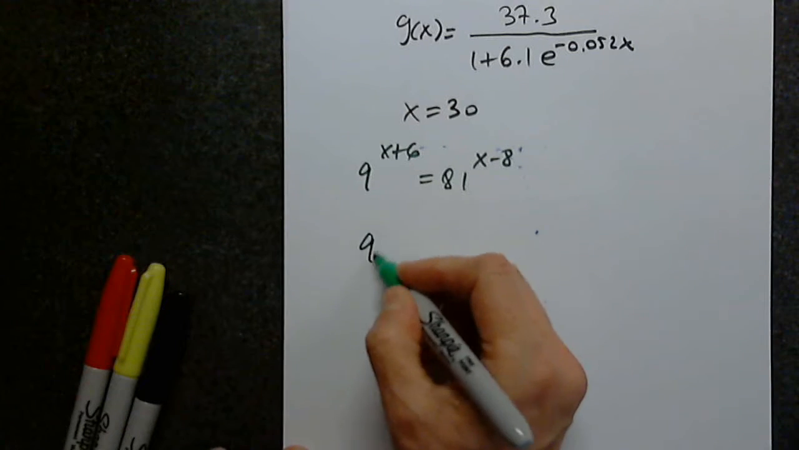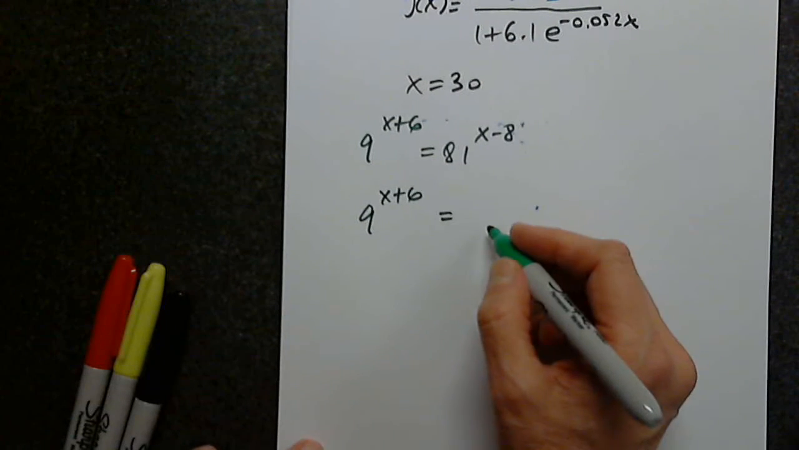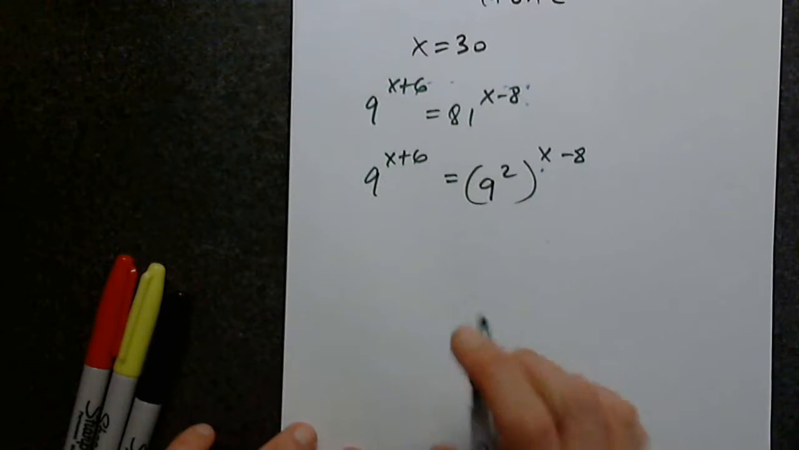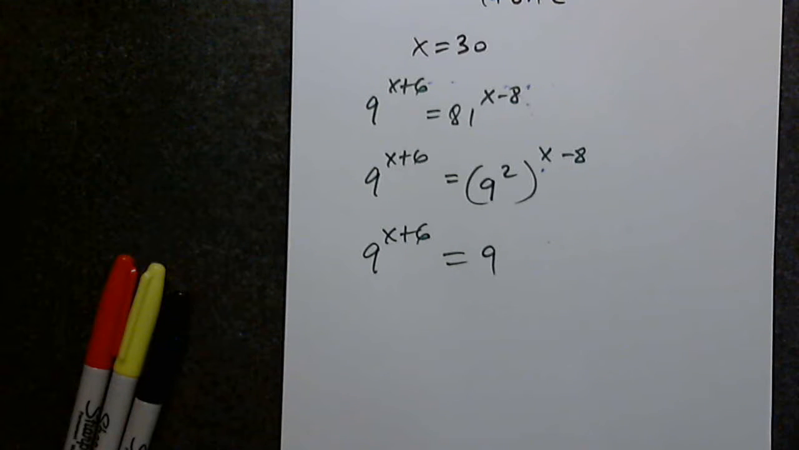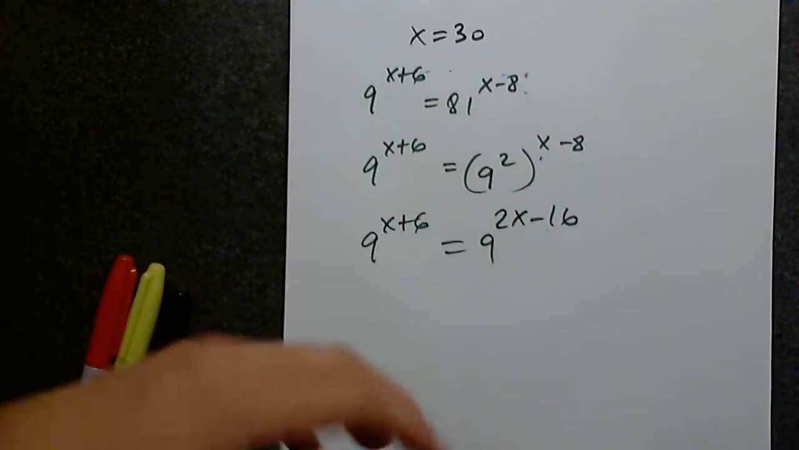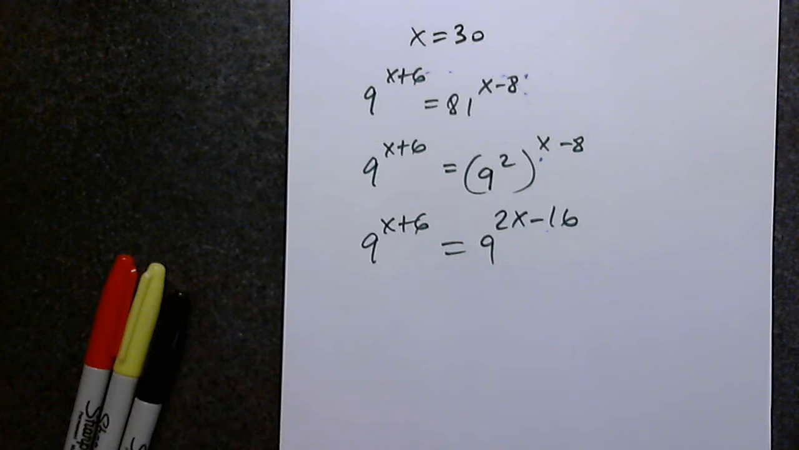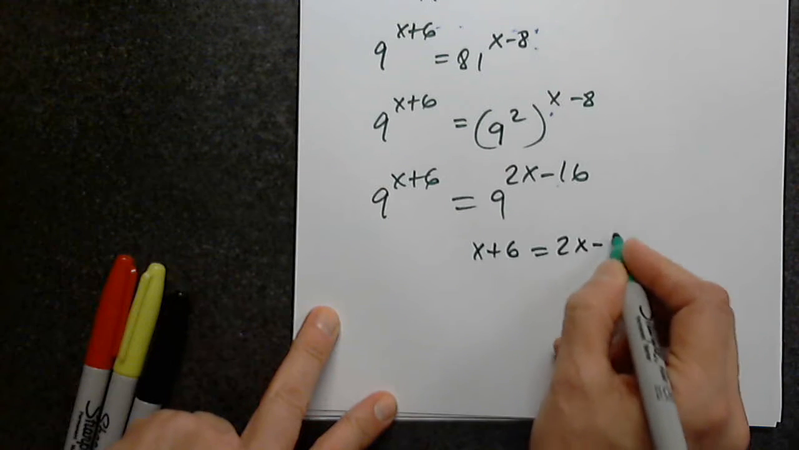So you can keep 9 raised to x plus 6, and you will change 81 into 9 squared. So the left-hand side is 9 raised to x plus 6, and the other side is, and I have to simplify it, 2x minus 16. Two numbers are equal, and they have the same base. What has to happen to the exponents? They have to equal each other. X plus 6 equals 2x minus 16.